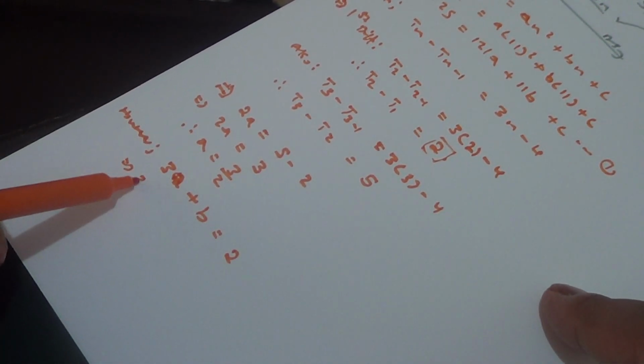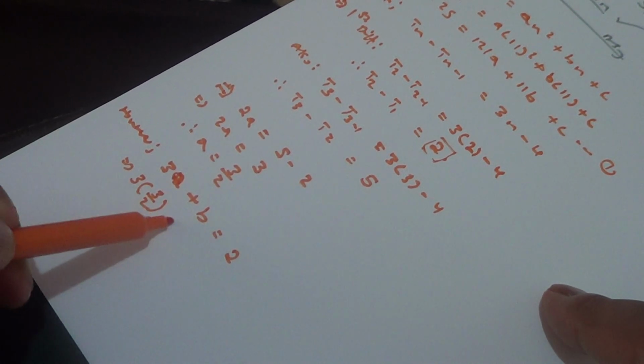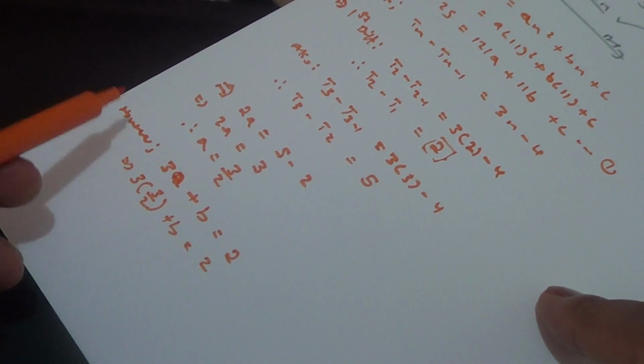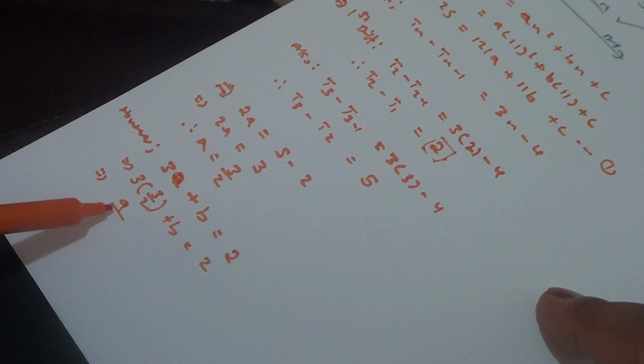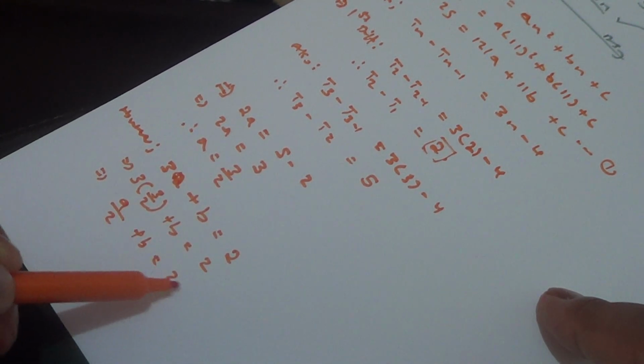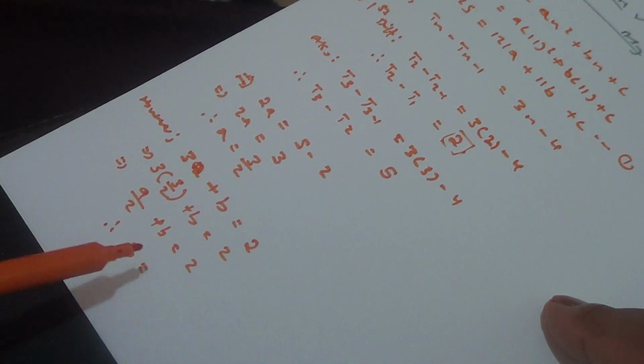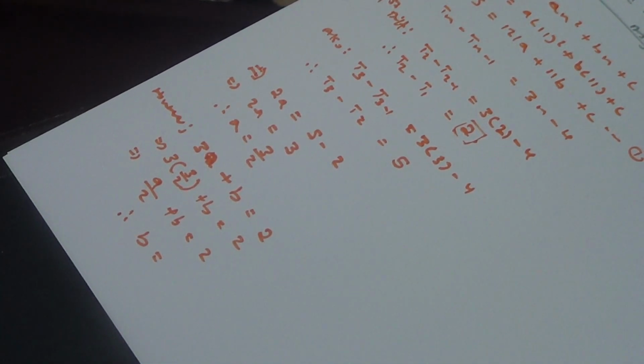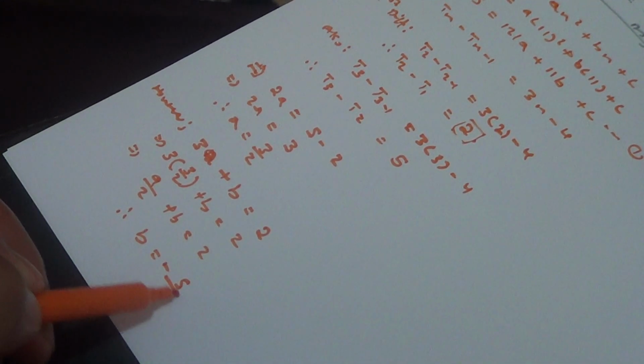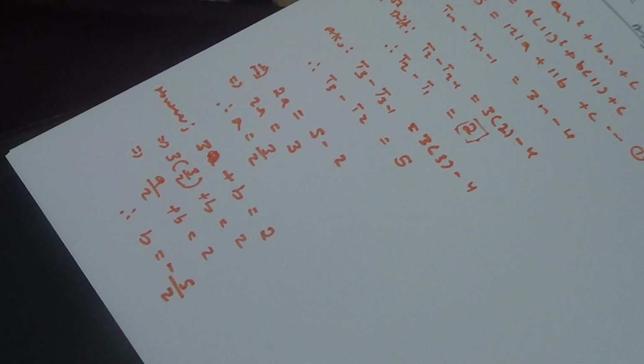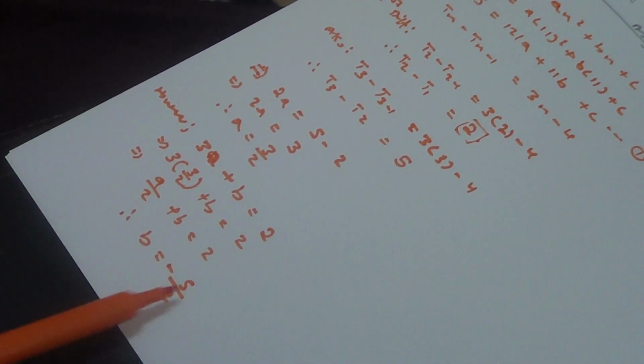And then this implies that 3 into 3 over 2 plus b equals 2. Now this implies that 9 over 2 plus b equals 2. Therefore b will be equal to minus 9 over 2, then I multiply the 2 to the 2, I get 4, minus 9, it gives me minus 5 over 2, okay? That is b over there. So when you transpose that, you get this one.